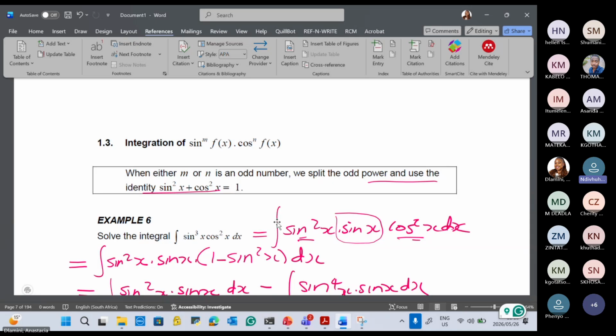Yeah, it makes sense, but I'm worried about this statement, because they were just supposed to say we split the odd number and use the identities, not to use sine squared x plus cos squared x equals 1. We thought maybe we have to change the whole expression and put it this side. But now the way you explain it, I followed 100%. Okay, that's good. I hope I haven't lost anyone, ne?